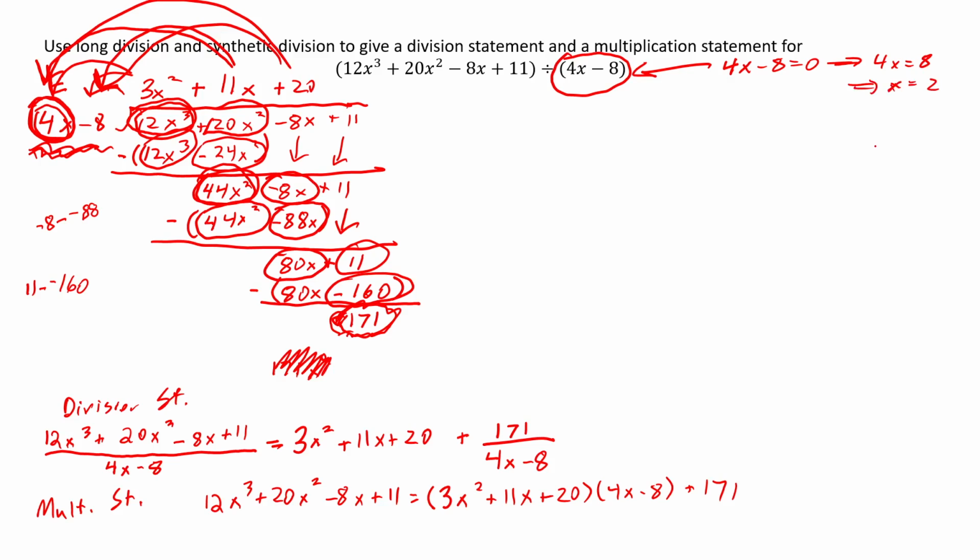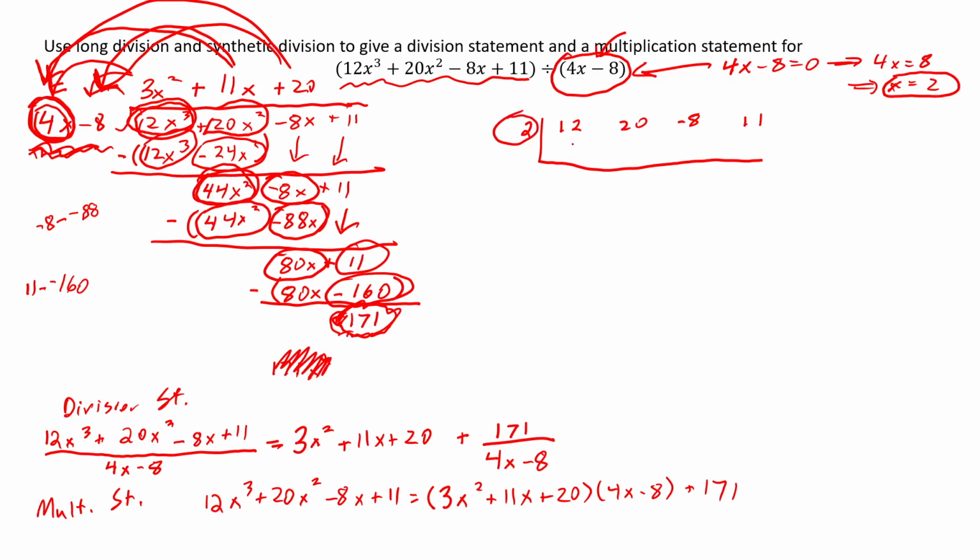This tells us that what we should do is put a 2 out in front of our synthetic division because we have x equal to 2. We'll put a 2 out front of our synthetic division. And we're going to put the coefficients of the dividend in here: 12, 20, -8, 11. And because there was a minus sign in the original divisor with a positive lead coefficient, that number out front will be positive. We change the sign as you know.